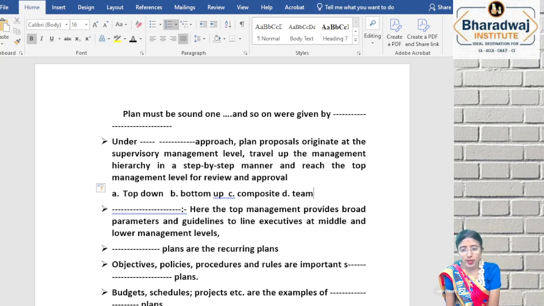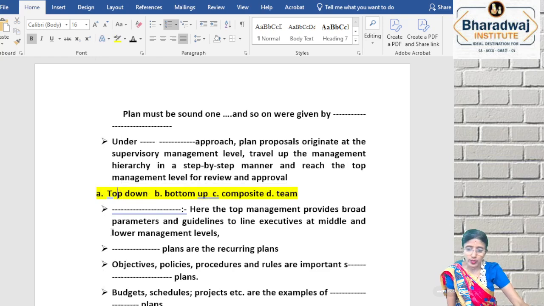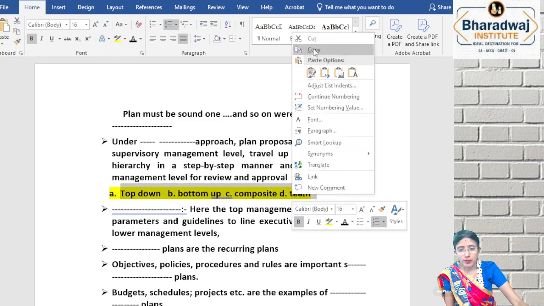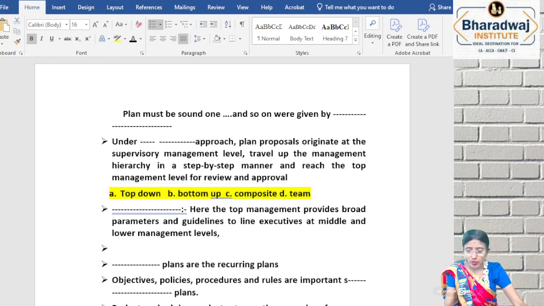Now here look at this. Here the top management provides broad parameters and guidelines to the line executives at the middle and lower management level. Same options you can keep. Top down. I got your answer. You will see. Anyway, we'll see the answers. No. Okay.